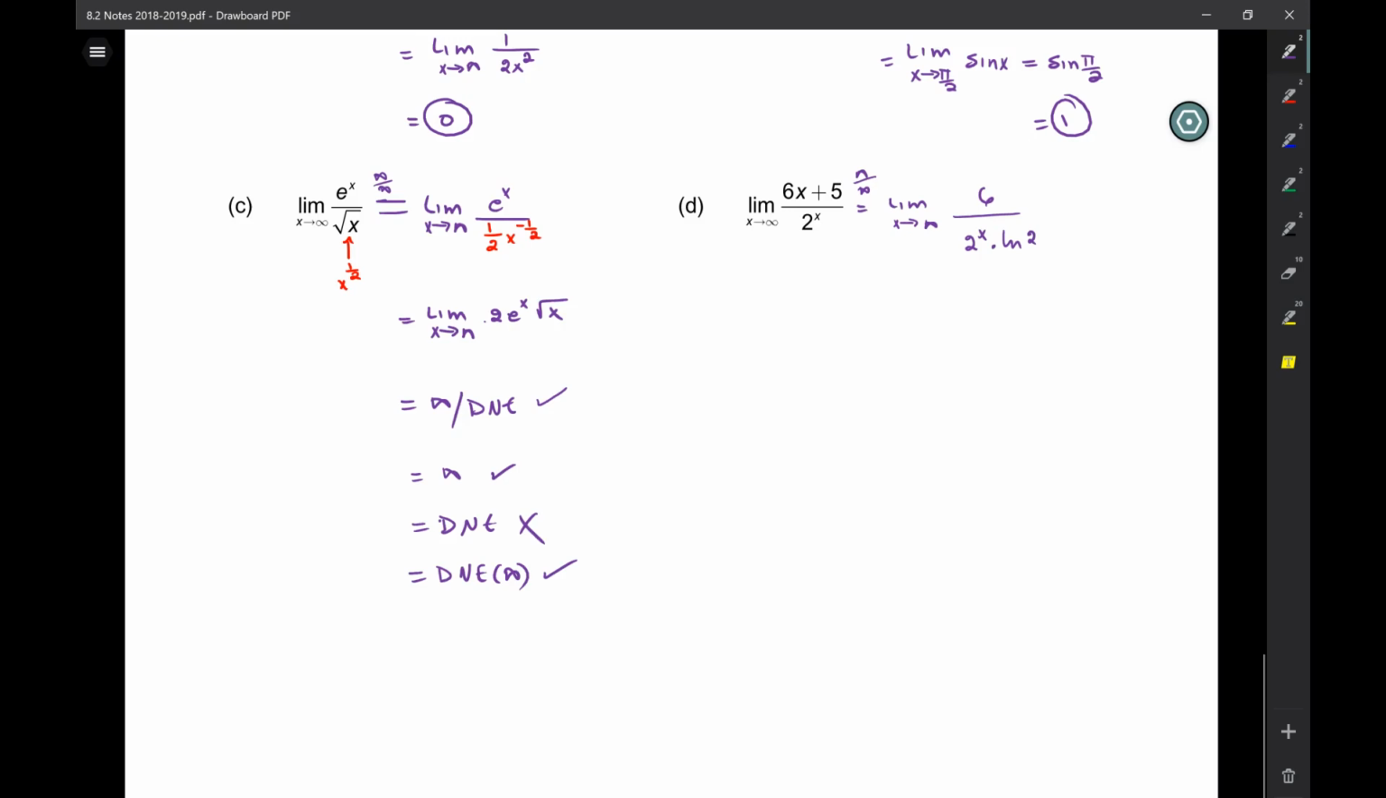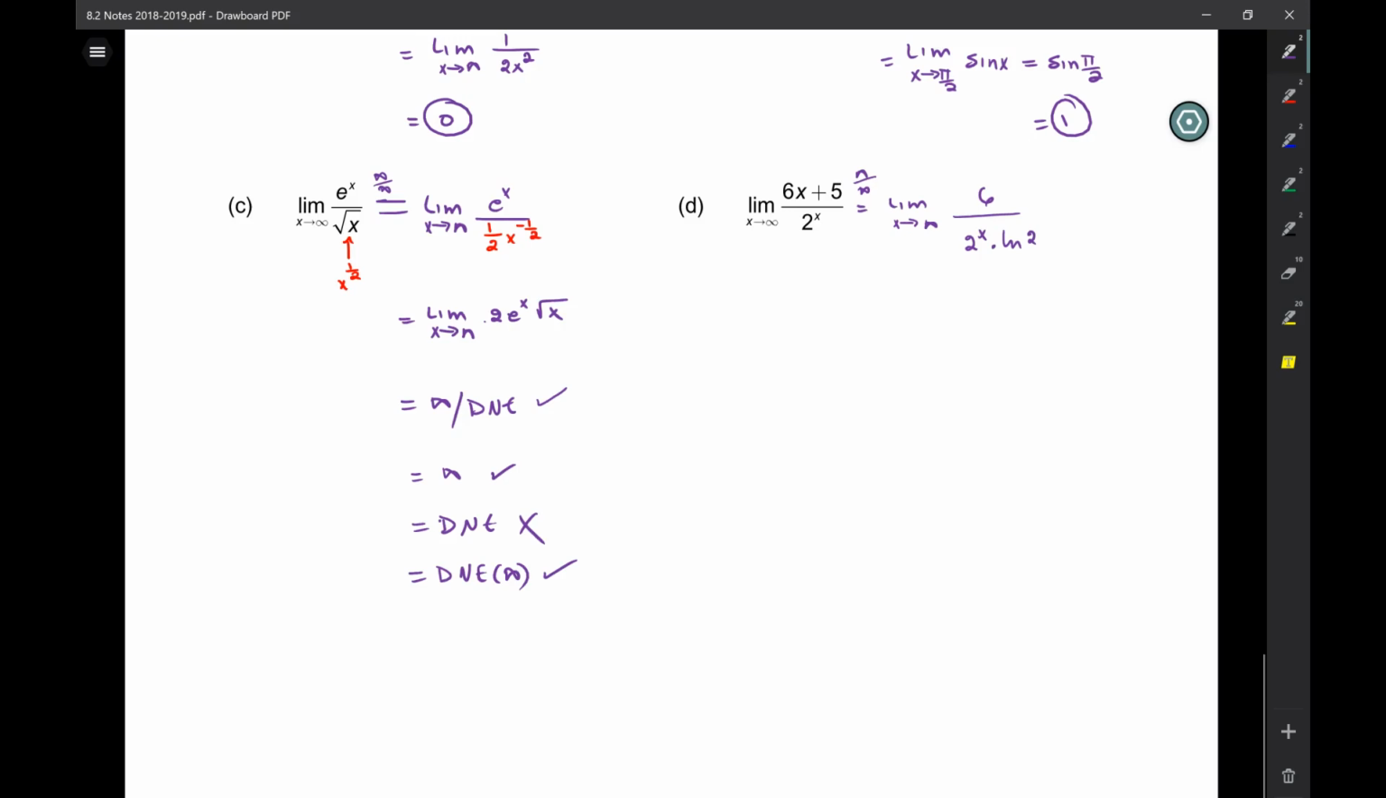The derivative of a number to the x is that number to the x times ln of that number. So for a to the x, the derivative is a to the x ln of a. And that in itself is just a beautiful thing, but we'll leave that alone.